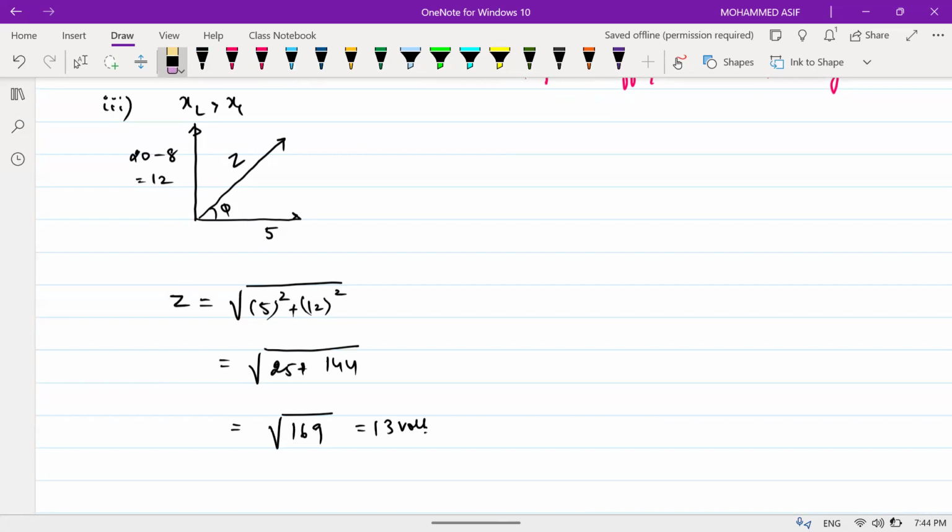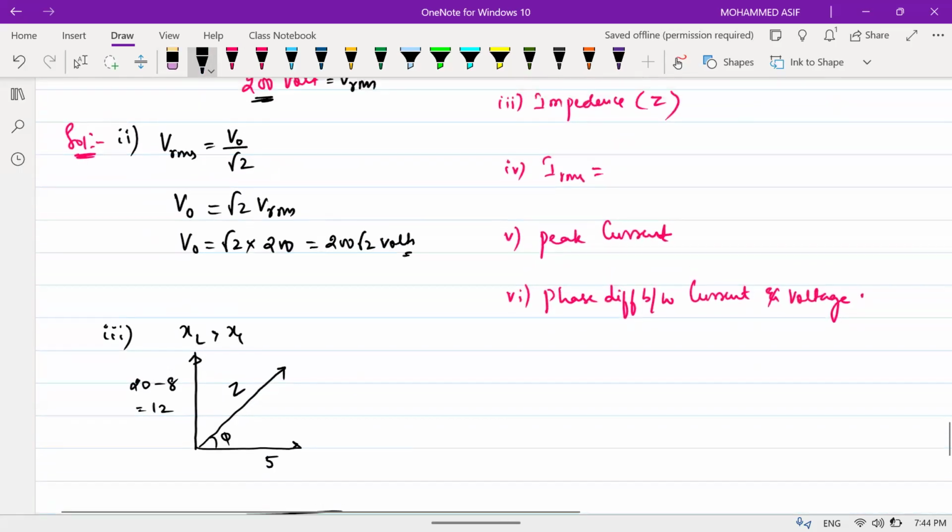Impedance, not resistance. The unit will be ohms. Impedance is the resultant resistance, no? So the unit will be ohms. So that is the third one. Fourth one is what?